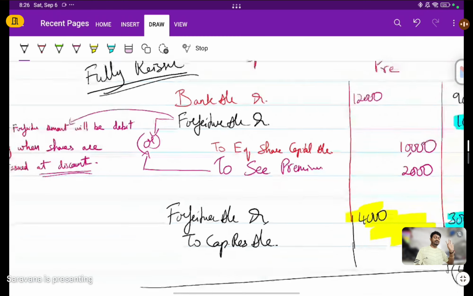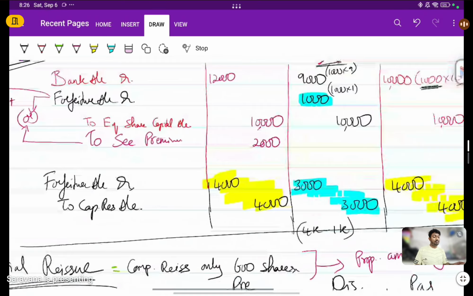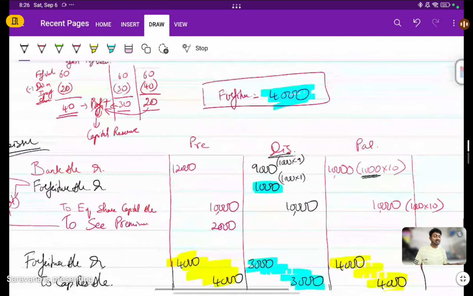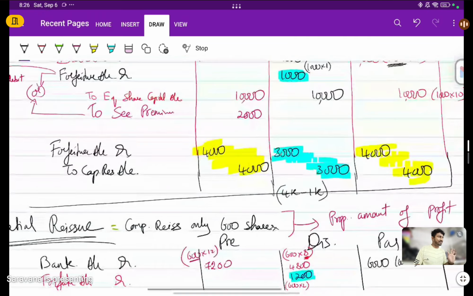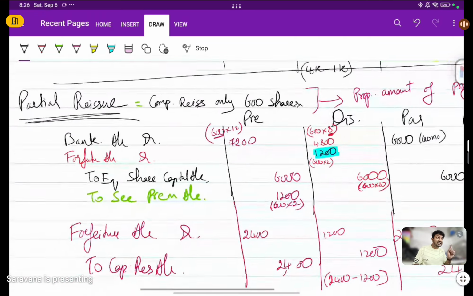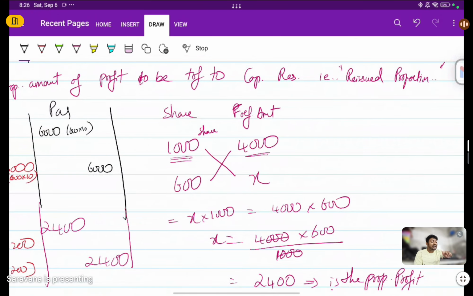In reissue there is full reissue and partial reissue. If it is a full reissue, the loss amount should be subtracted from the forfeiture amount, and the remaining amount is to be transferred to the capital reserve. If it is a partial reissue, we should transfer the proportionate amount of profit to the capital reserve. You understood? Clear? Yes, sir.